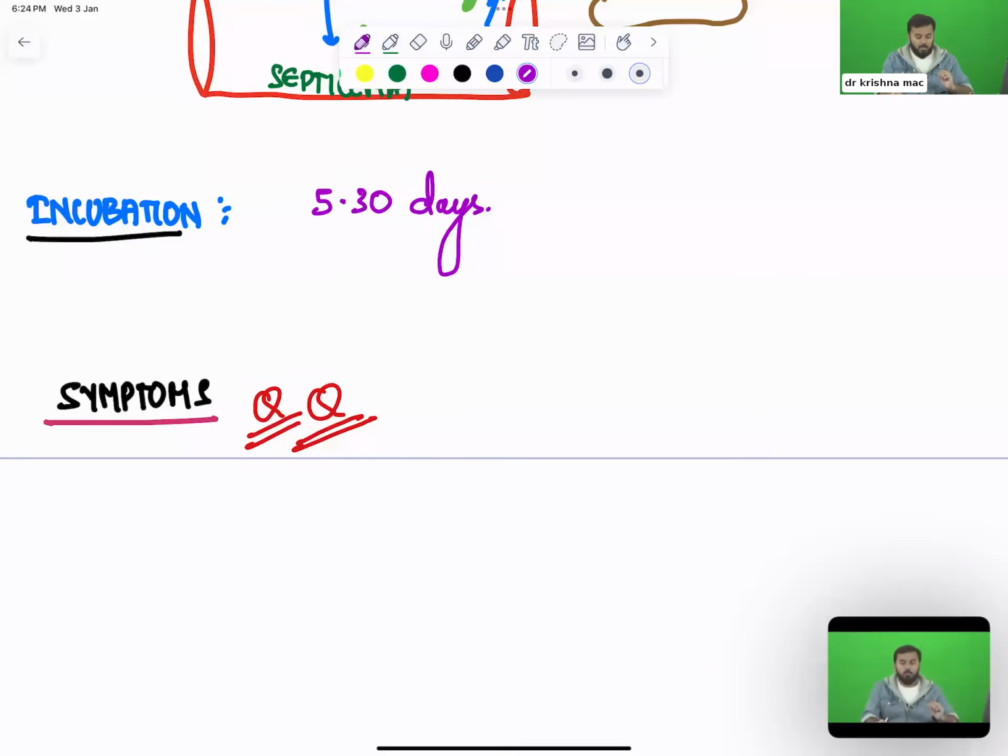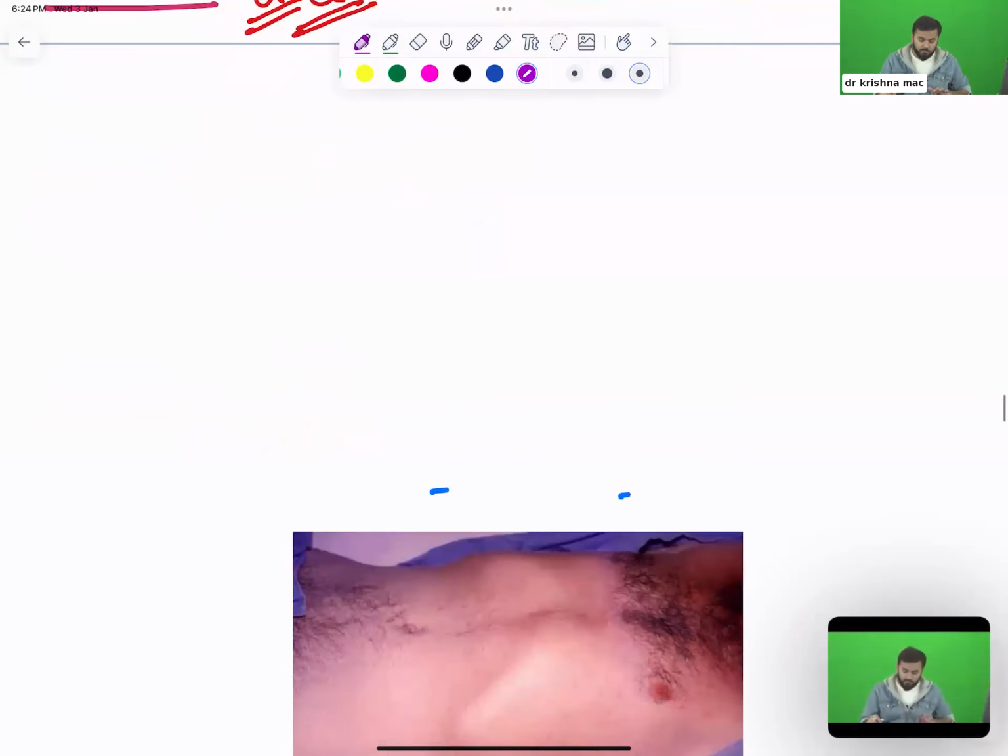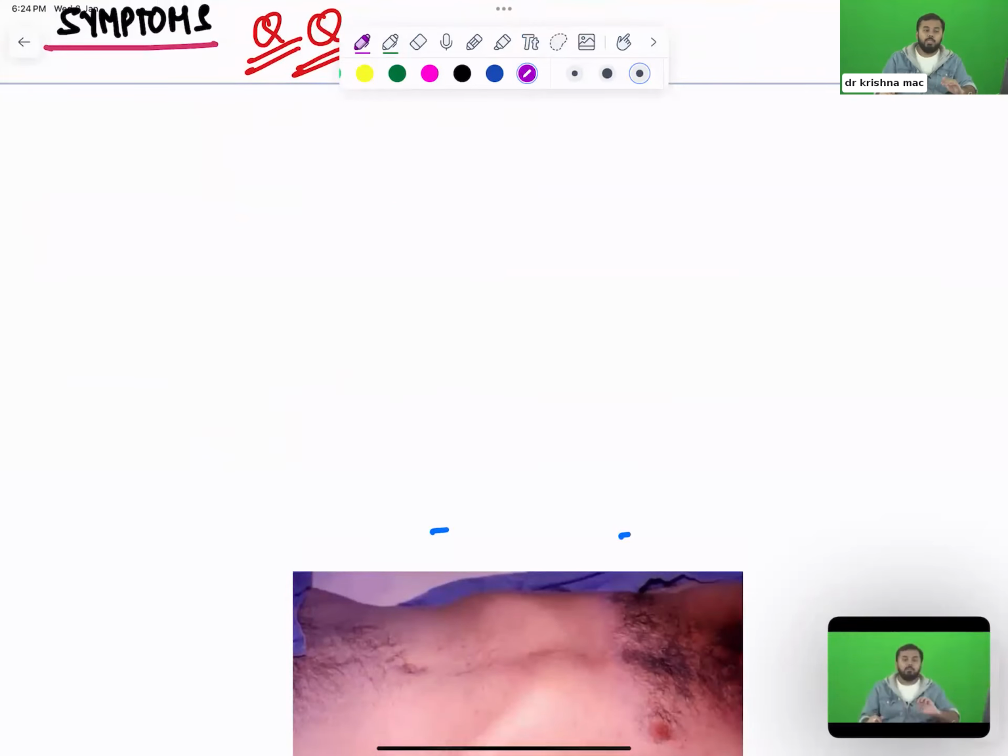Now, coming to the symptoms, definitely one question will be asked every year from symptoms or diagnosis. So be careful with the symptoms here. Here we divide the patient symptoms into 3 weeks. So week 1, what symptoms are there? Week 2, what symptoms do we see? And week 3, what symptoms do we see?